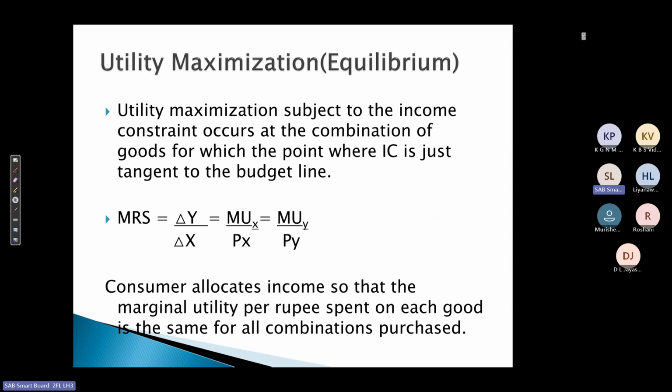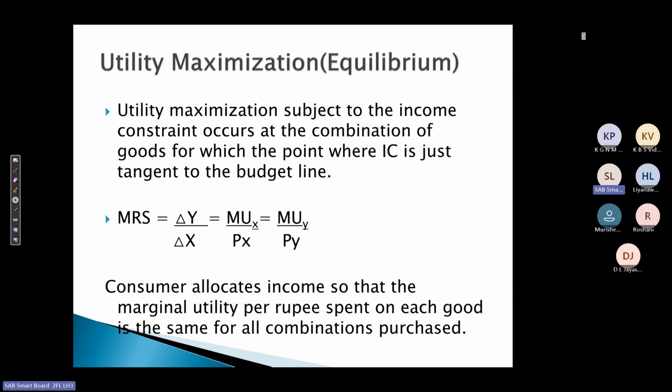So we incorporate that one and we identify the budget line. That explains the different combinations that the consumer can consume by spending his income. At the equilibrium, we need to incorporate this budget line and the indifference curve. That's the equilibrium situation where the consumer comes to the maximum level of satisfaction. That point is the tangent point, the intersection of the indifference curve and the budget line.